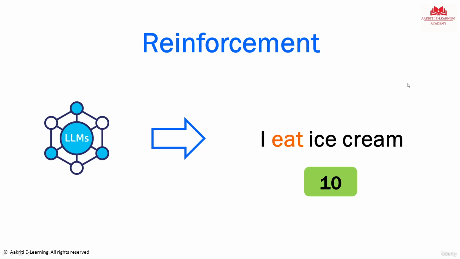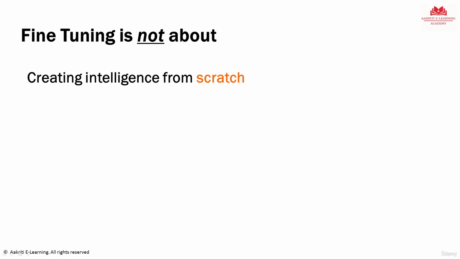Now at the same time, let's talk about what fine tuning is not about. First and foremost, fine tuning is not about creating something from scratch. We are not starting from step one. We are starting from a foundation model that is already trained on a large volume data set, and we are only further tweaking it to our specific data set. So fine tuning is like building on top of the already existing knowledge. It is not replacing that knowledge.